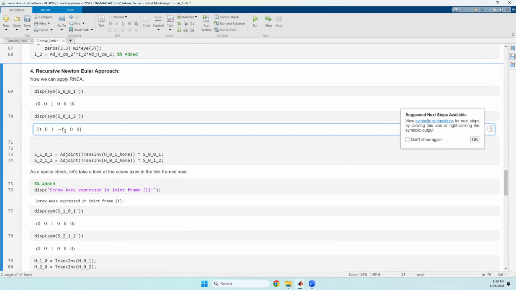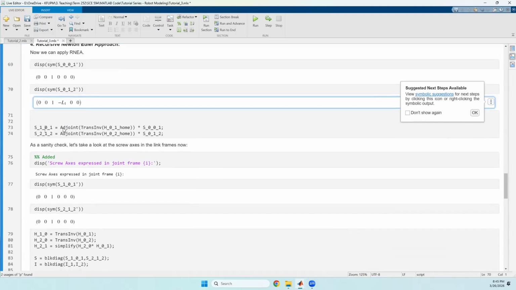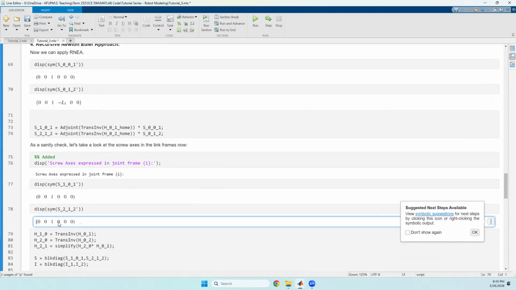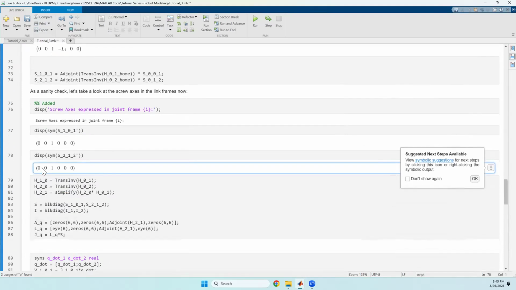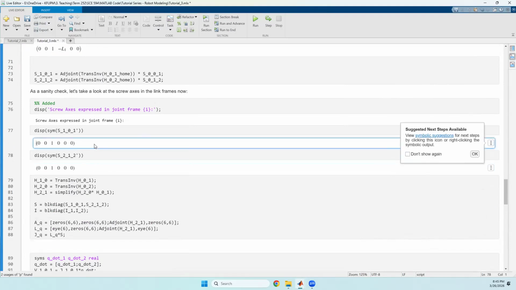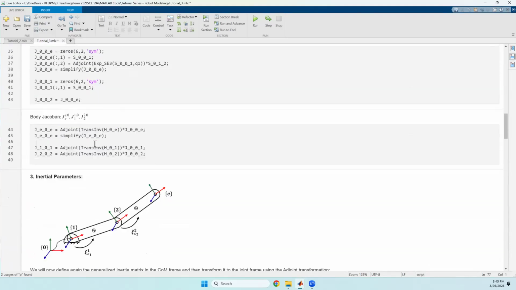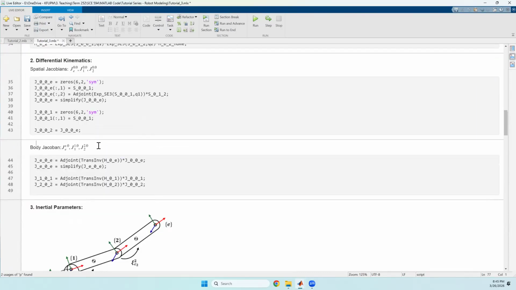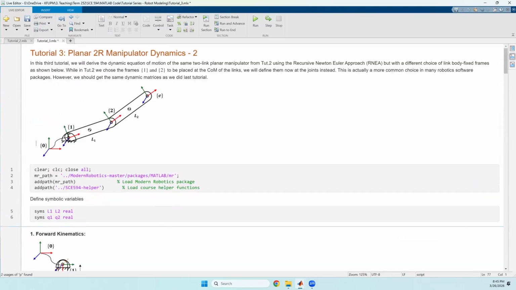However, if you look at the screw axis expressed in frame 2, you'll find it's also 0, 0, 1 and 0, 0, 0. And this actually will always be the case. What we did in this tutorial is that we defined the frames, frame 1 and frame 2, at the joints.